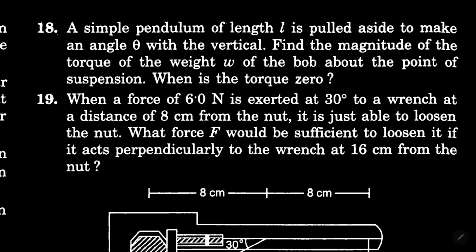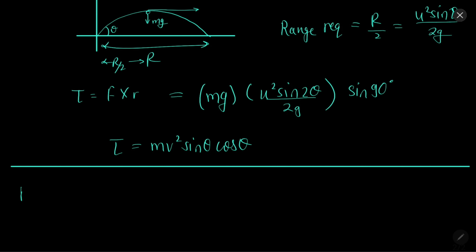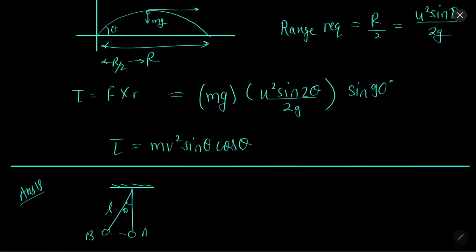In question 18, a simple pendulum of length L is pulled aside. We need to find the magnitude of the torque of the weight of the bob about the point of suspension. Solution 18. So the scenario is somewhat like this. There is a simple pendulum. Let the angle be theta. Let this be A, this is B, this is L. So in a simple pendulum, this is the scenario that we are given.